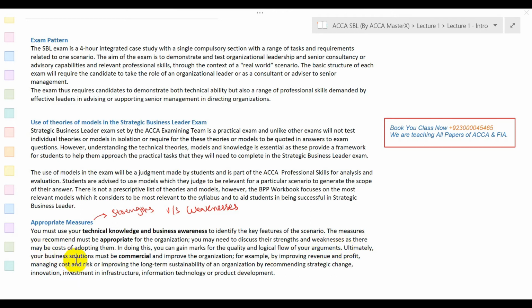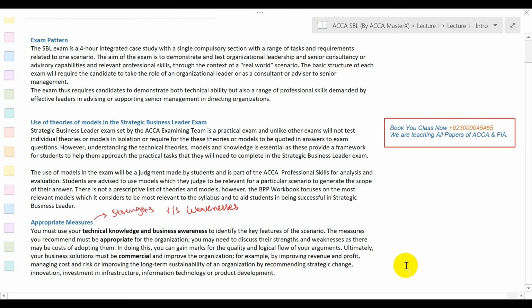Ultimately, your business solutions must be commercial and improve the organization. For example, by improving revenue and profit, managing cost and risk, or improving the long-term sustainability of an organization by recommending strategic change, innovation, investment in infrastructure, information technology, or product development.